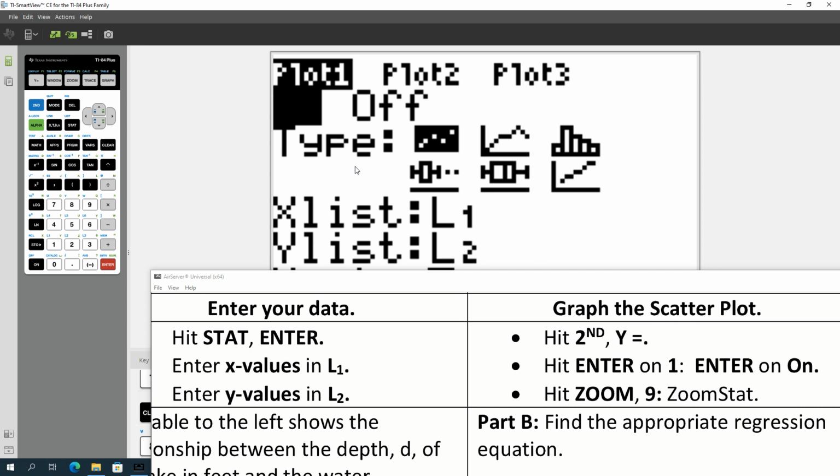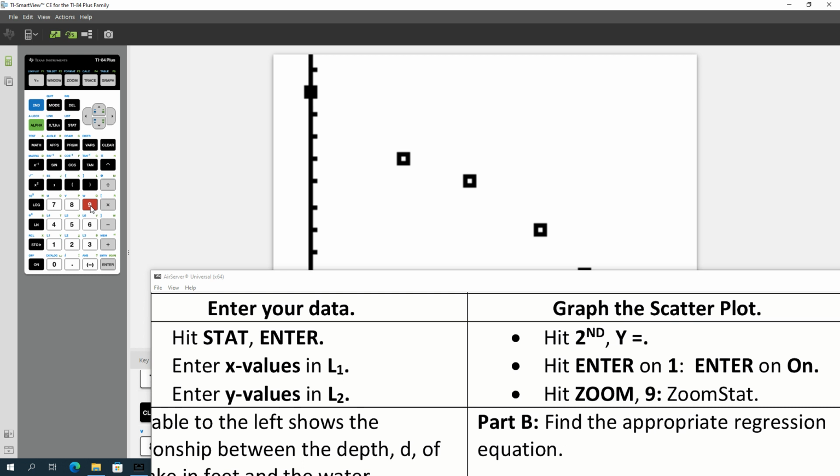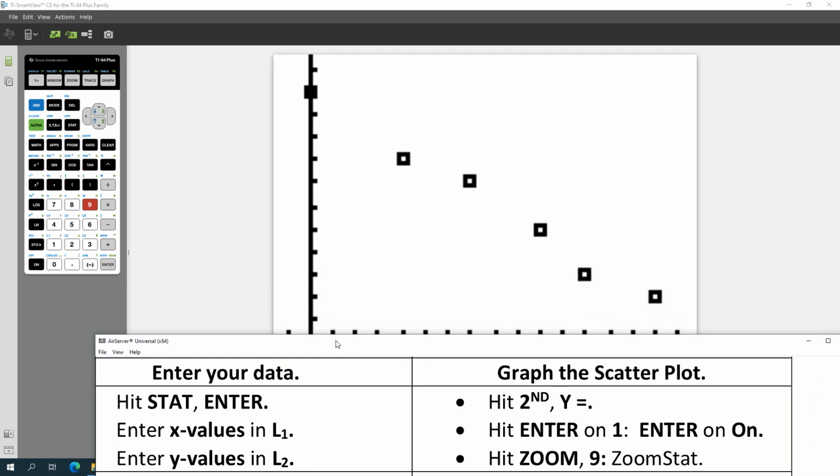All right, and then to get a scatter plot, we're going to hit zoom, and then we're going to hit 9. So zoom, and then 9. All right, so yours should look something like mine. If something is wrong, let me know. All good? Wow, it's a calculator miracle.